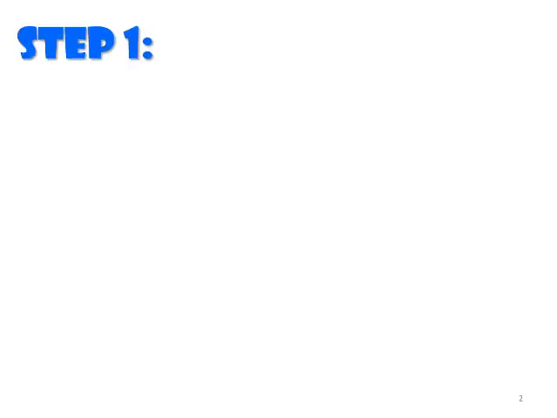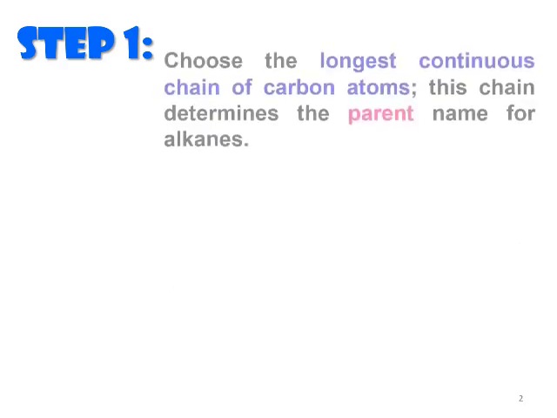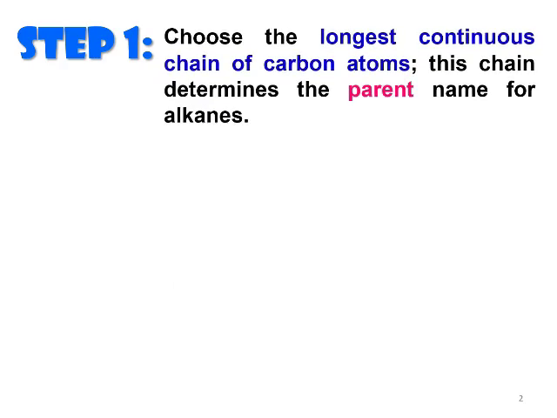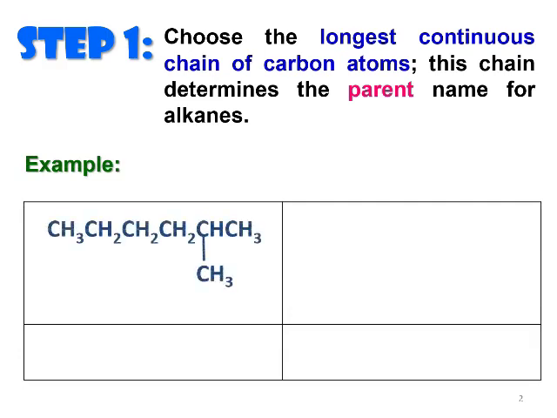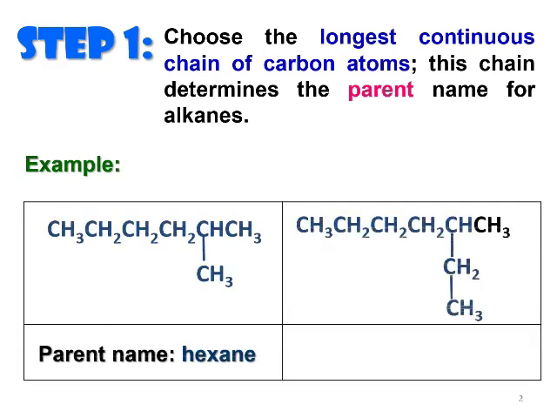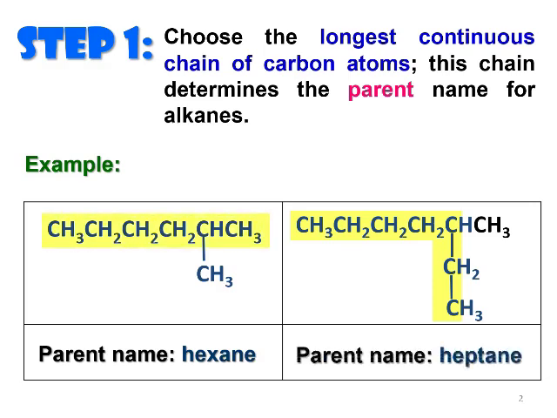Step number 1. Choose the longest continuous chain of carbon atoms. This chain determines the parent's name for alkanes. Example 1. We have 6 number of carbon at the longest continuous chain, so the parent's name is hexane. Example number 2, we have 7 carbon at the longest continuous chain, so the parent's name is heptane.